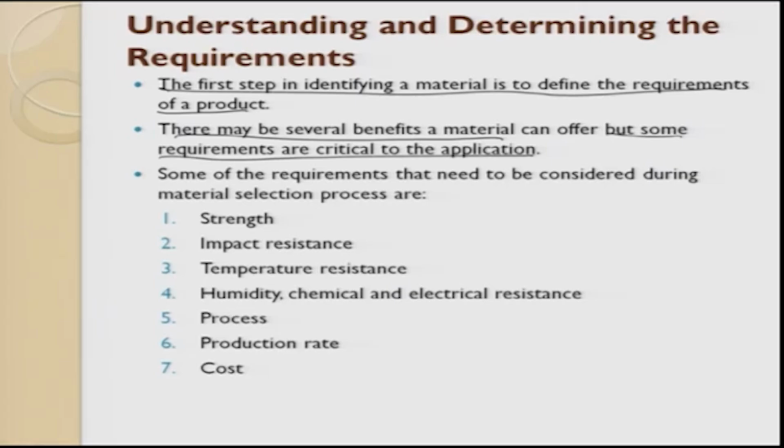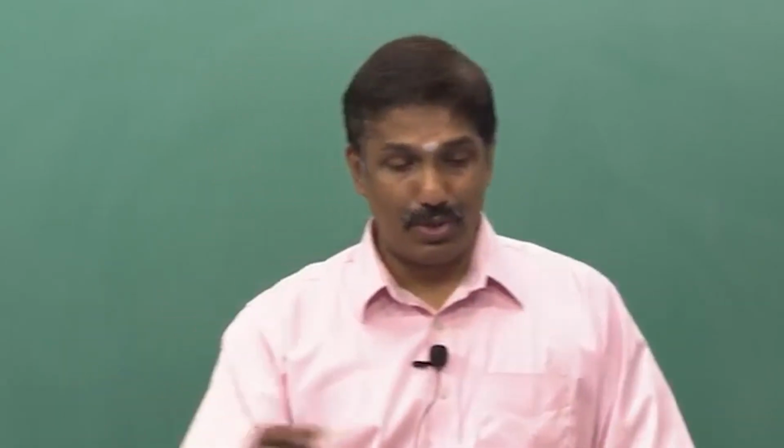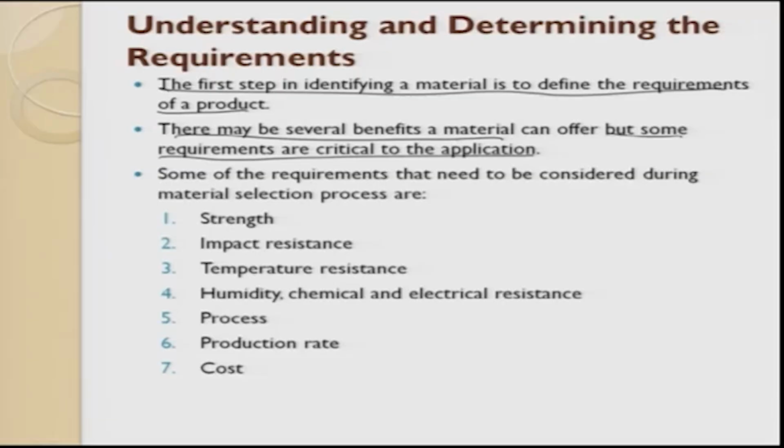They are called primary requirements, and there are something called secondary requirements. Secondary requirements we will try to accommodate, but we will not give them more weightage. Suppose you don't do this analysis. In industrial engineering terms, they do something called ABC analysis. If you don't do this ABC analysis, we will try to take a property which is very trivial or a secondary property and start giving more weightage to them, but ultimately the customer will not be happy. So there may be several benefits a material can offer, but only for critical applications you should look and choose a material. Some of the requirements that need to be considered, I am listing down.